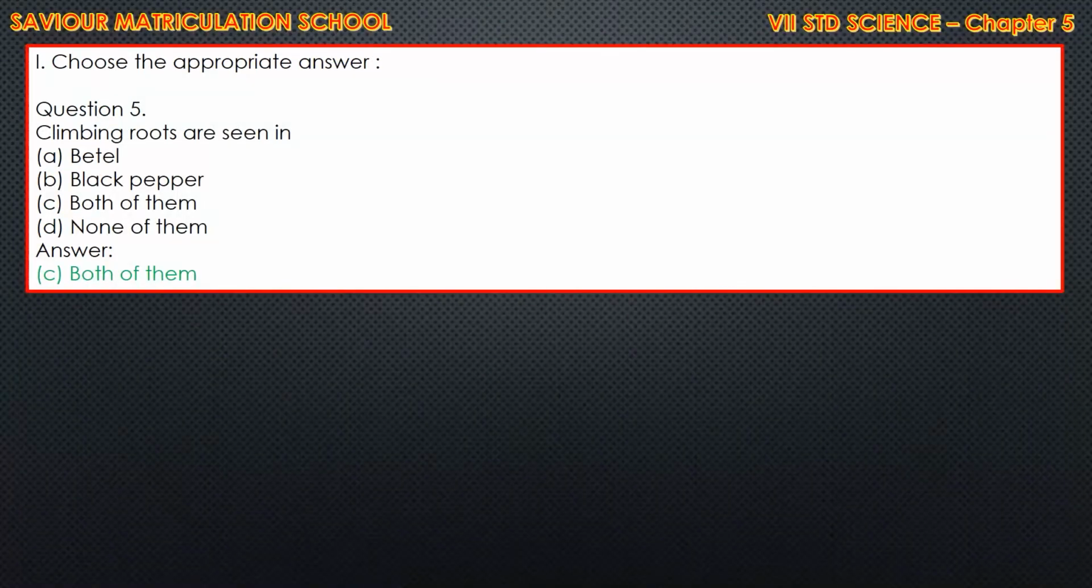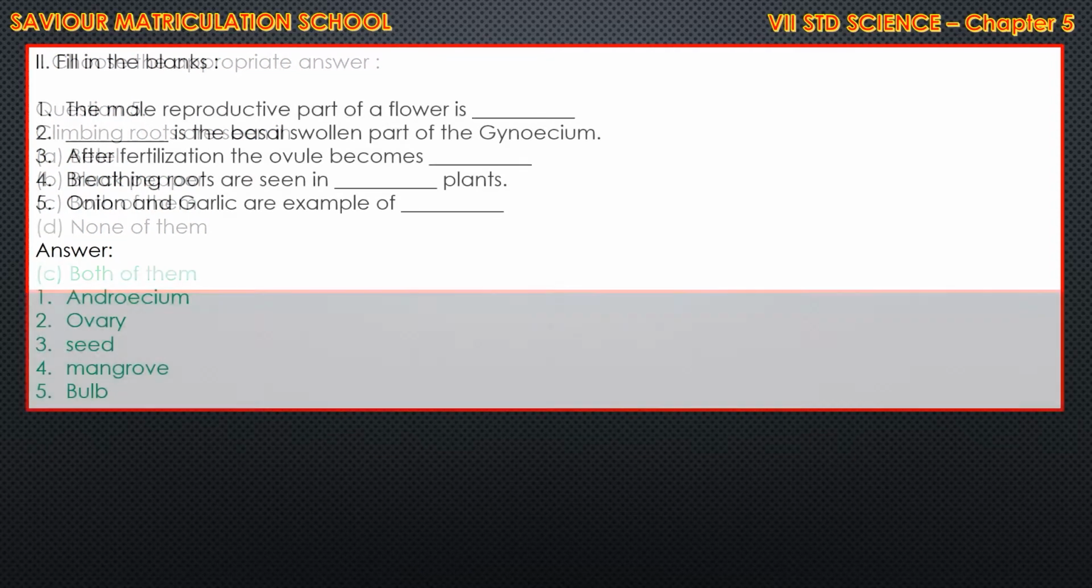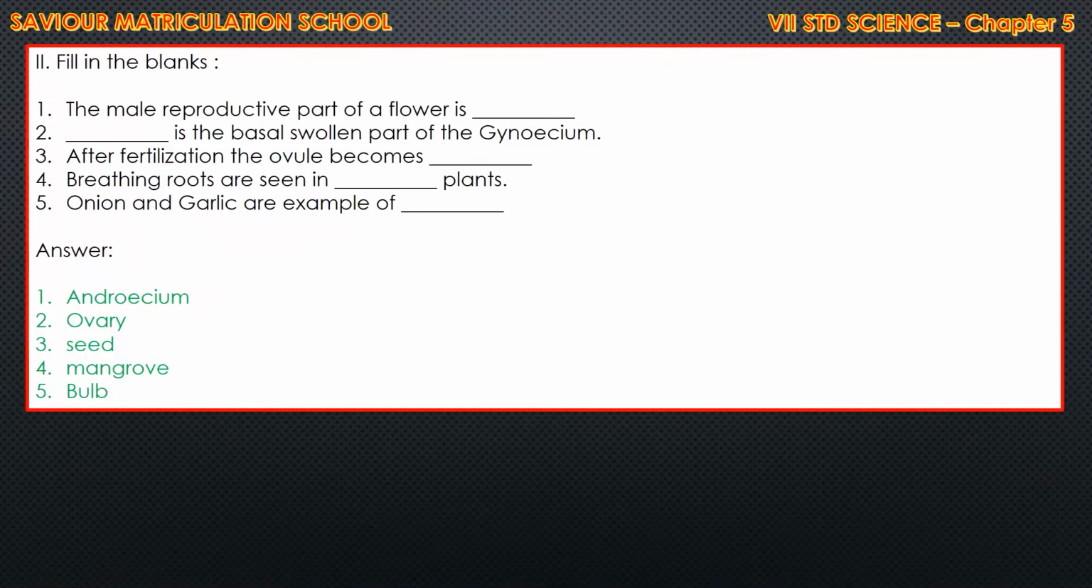Then question 5. Climbing roots are seen in A, betel, B, black pepper, C, both of them and D, none of them. So the answer is C, both of them. Then Roman number 2, fill in the blanks. The male reproductive part of a flower is dash. The answer is androecium. The male reproductive part of a flower is androecium.